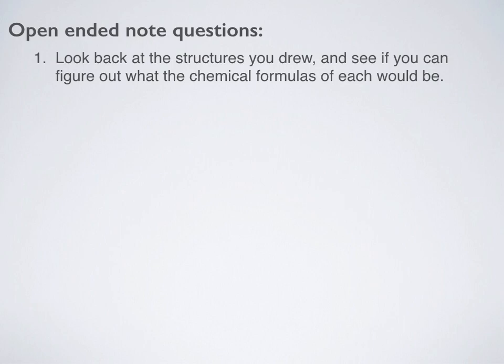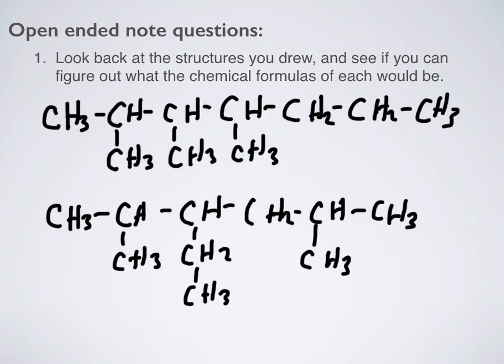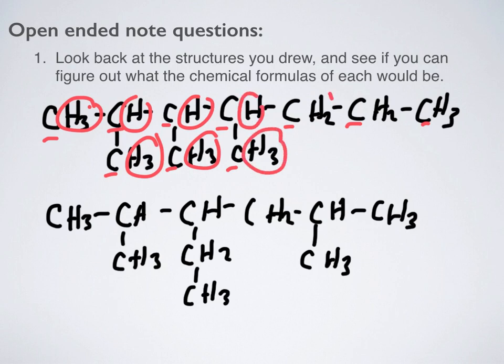So look back at the structures you drew and see if you can figure out what the chemical formula of each one is. So I quickly drew the structures that we literally just went through. And so how would I figure out what those chemical formulas were? Well, I need to count all of my carbons, and then I'd have to count and add up all of the hydrogens. So I'd have to add up these guys all over the place and see what I would end up getting. All right, so if you add those up, I kind of did the math already. You get C10H22 for this one.